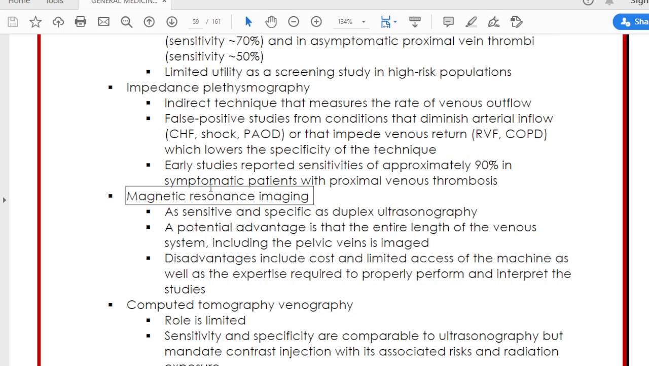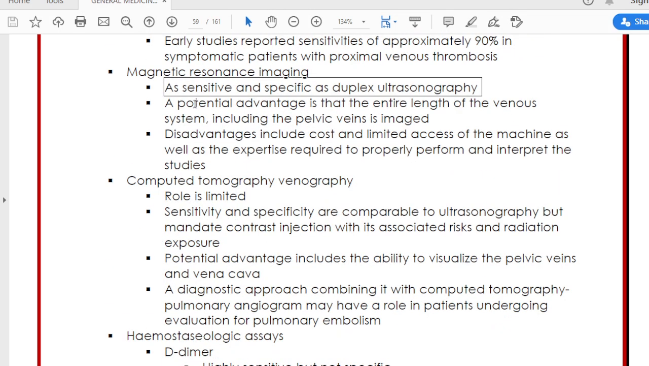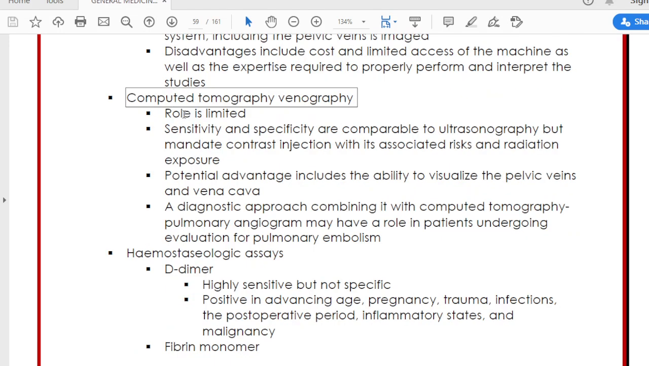Magnetic resonance imaging. As sensitive and specific as duplex ultrasonography. A potential advantage is that the entire length of the venous system, including the pelvic veins, is imaged. Disadvantages include cost and limited access of the machine as well as the expertise required to properly perform and interpret the studies. Computed tomography venography.